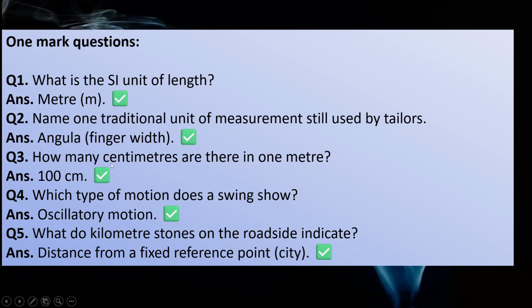Question number 3. How many centimeters are there in 1 meter? Answer 100 centimeter. Question number 4. Which type of motion does a swing show? Answer is oscillatory motion. Question number 5. What do kilometer stones on the roadside indicate? Answer distance from a fixed reference point or a city.